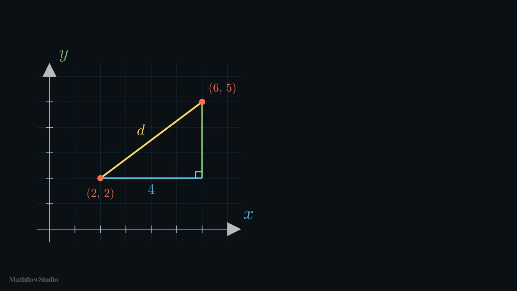The horizontal leg runs from x equals 2 to x equals 6. That's 6 minus 2, which is 4. The vertical leg runs from y equals 2 to y equals 5. That's 5 minus 2, which is 3.